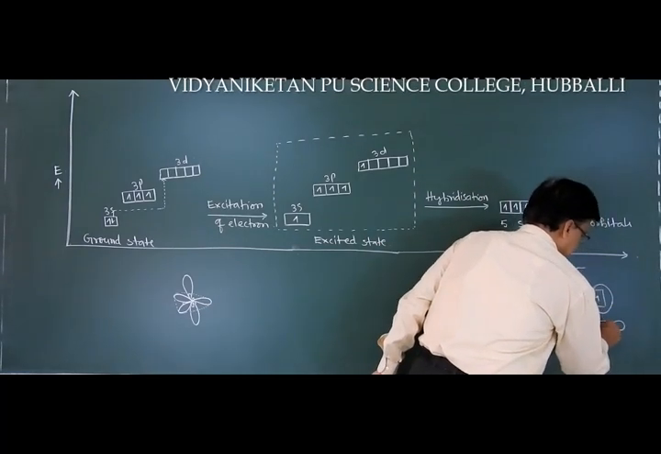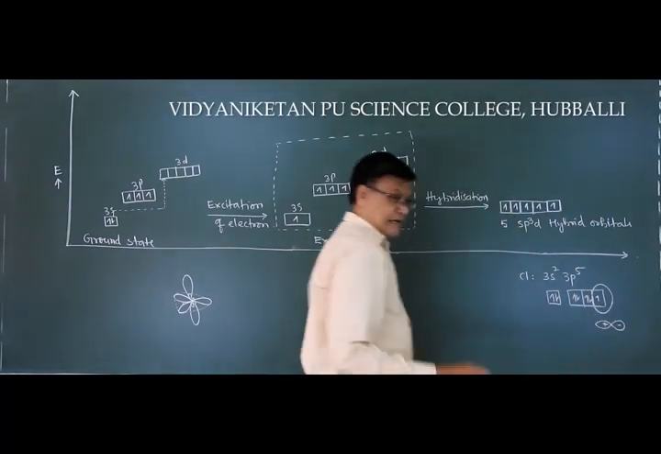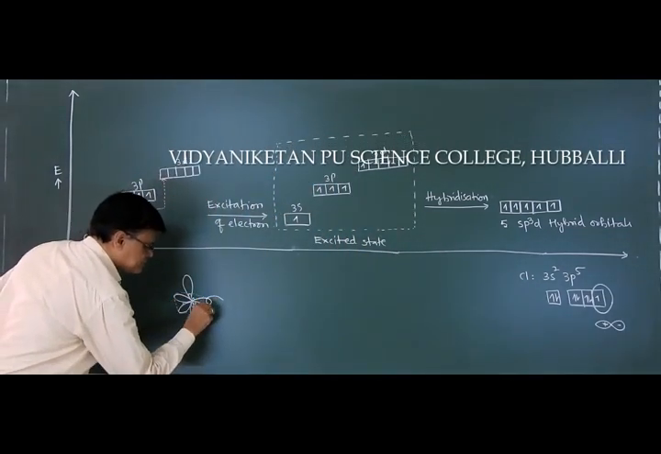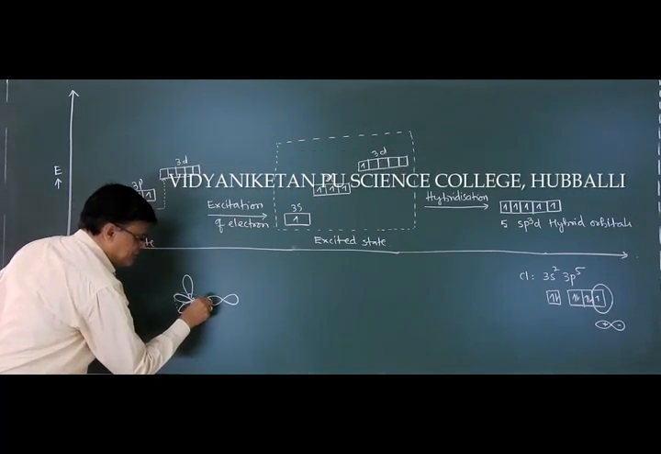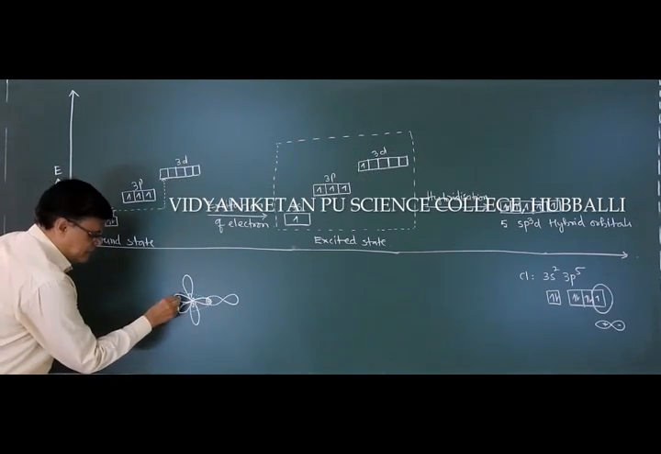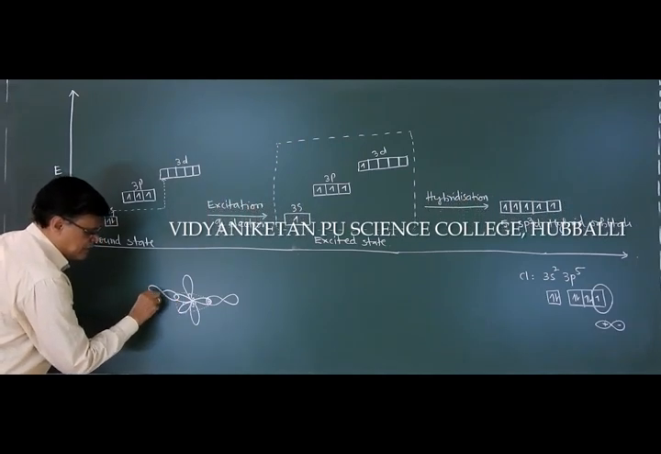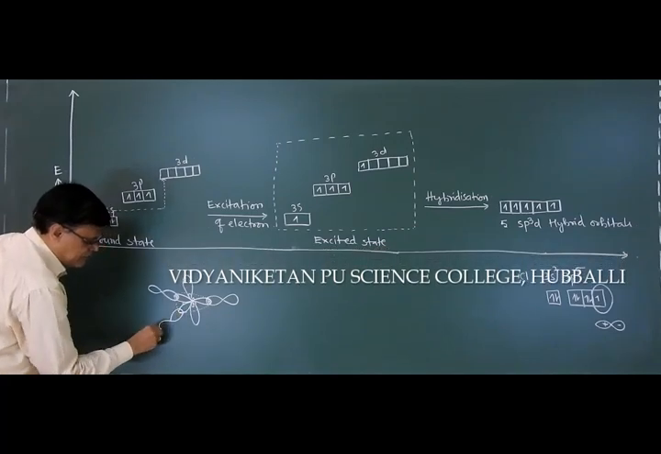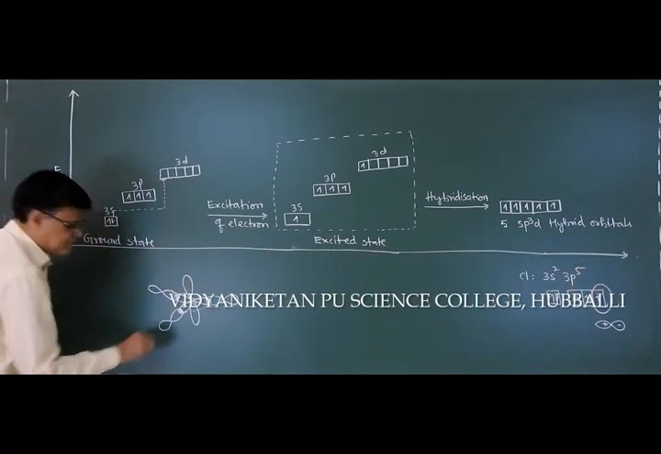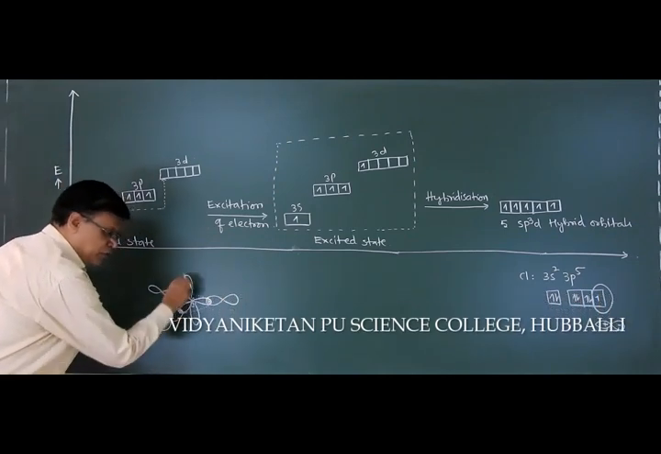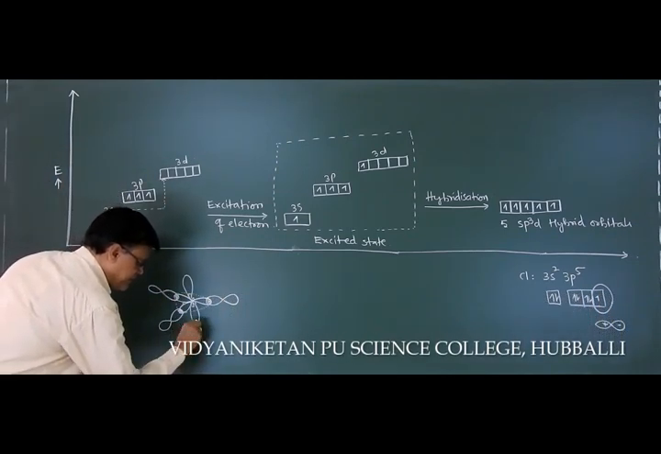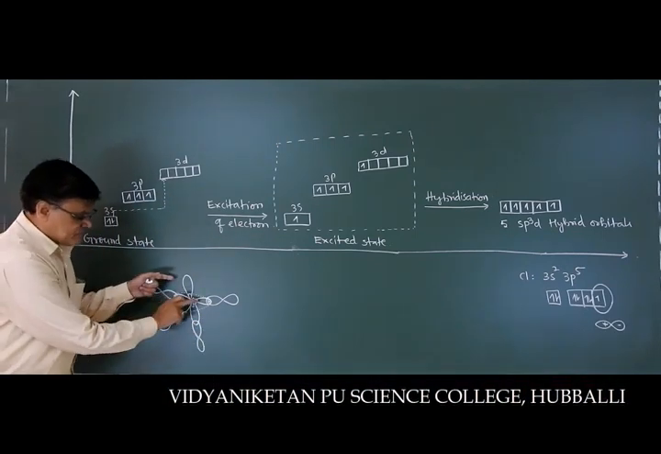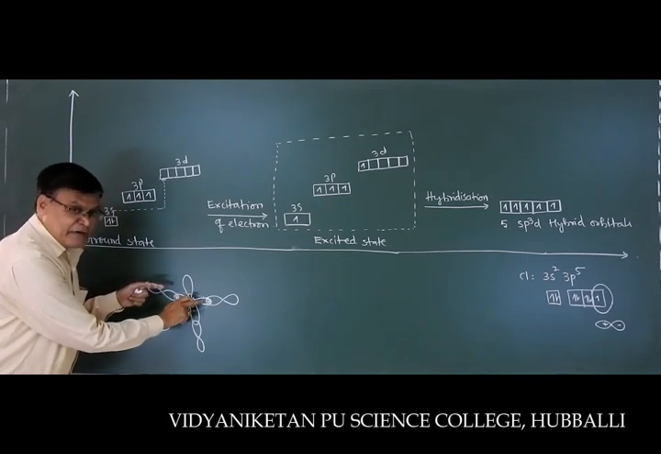The pz orbital will be like this. Same orbital I will write here. One orbital, bond formation. Another orbital, bond formation. Another orbital, bond formation. Clear? Now here, 2 more are there. Same p orbital. Both the lobes are same. See here. These are the hybrid orbitals.